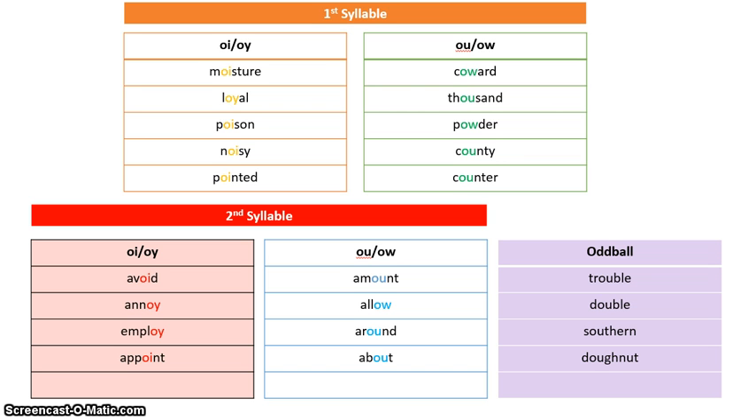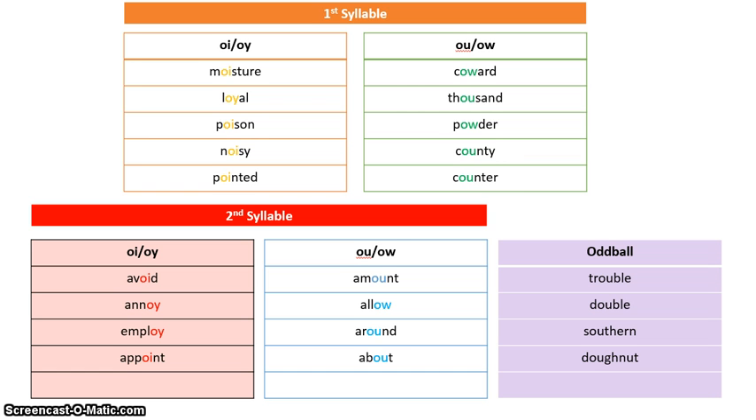Now, let me talk about why they're not in a different column. Okay, we have the letters O-U in the first syllable on trouble, but it does not make the ow sound. We're looking specifically for words that make the ow sound. So trouble does not fit into that. It has the O-U together, but the O-U does not make the ow sound. Same way with the word double. You have the O-U together in the first syllable, but it does not make the ow sound. So that's why it's an oddball word.